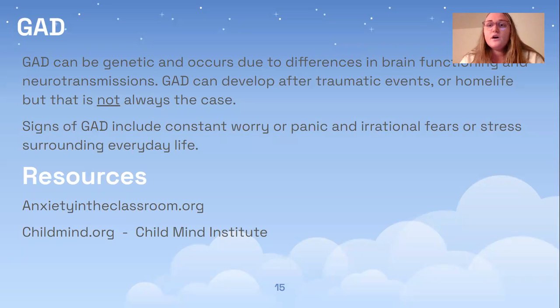This can occur due to differences in brain functioning and neurotransmission. It can also develop after traumatic events or bad home life situations, but that is not always the case, and that is not something to be assumed. It can develop based on a lack of certain neurotransmitters or an excess of them in the brain, caused maybe genetically or for unknown reasons.